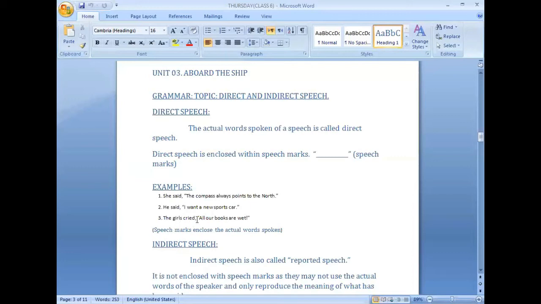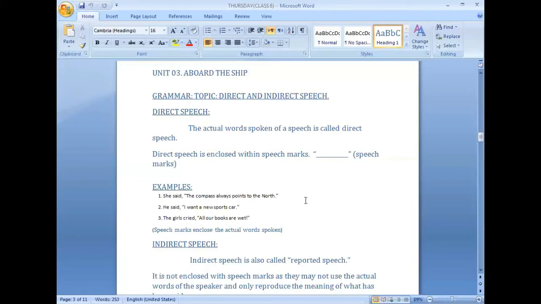Now here there are many girls and they cried. So what did they cry? "All are." The girls is plural, so the girls will be substituted by the pronoun "are". "All our books are wet." And it's an exclamatory sentence. The "cried" shows exclamation, so there will come an exclamation mark before the inverted commas close.